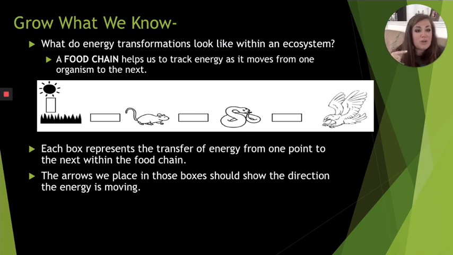We have to remember as we go to place our arrows in those boxes that your arrow should point in the direction that energy is moving. For example, we know that the sun is the source of all energy. So the sun is giving its energy to the grass, which means the arrow should point away from the sun but towards the grass.